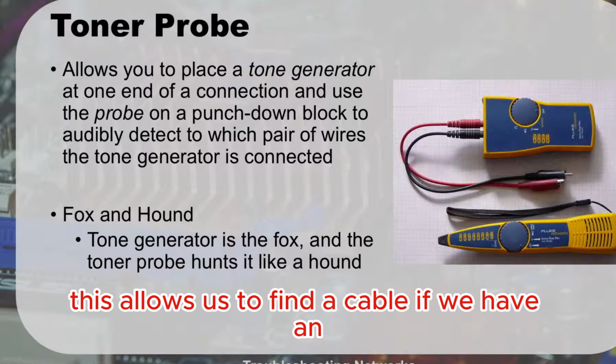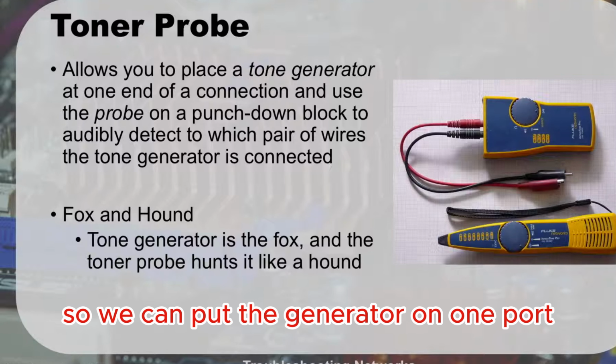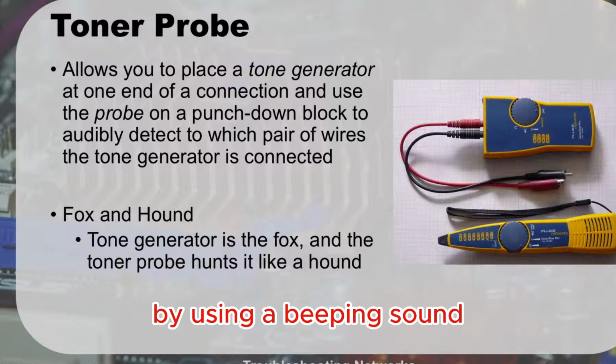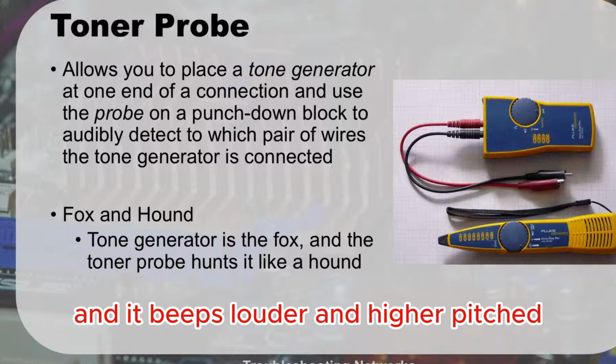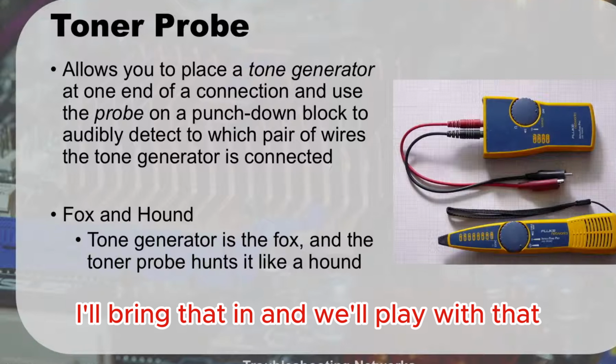Toner probe. This allows us to find a cable if we have an undocumented network. So we can put the generator on one port and use the probe to find that by using a beeping sound, and it beeps louder and higher pitched as we find that device. Again, tomorrow for our lab, I'll bring that in and we'll play with that.